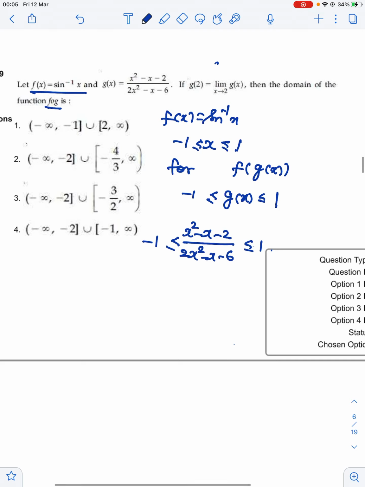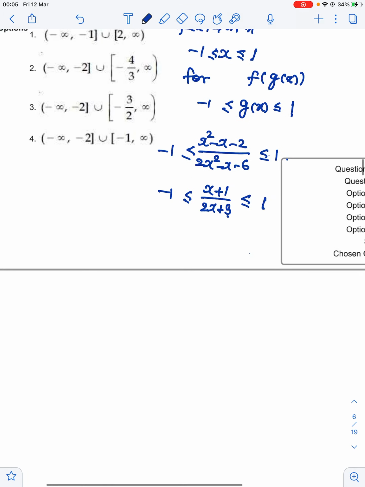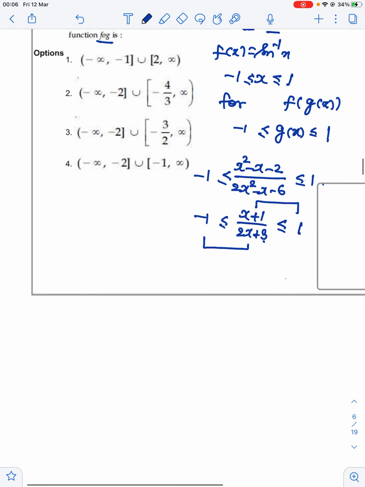So they have given one more thing, that the limit of g(x) as x tends to 2 is g(2), that means the function is continuous at x equal to 2. So we can cancel that factor x minus 2 from both. So this becomes (x plus 1) by (2x plus 3) lying between minus 1 to 1. So this can be split into two inequalities. This is one inequality, another is this inequality, and finally we have to take the intersection. Use of the wavy curve will give us the answer, number 2.